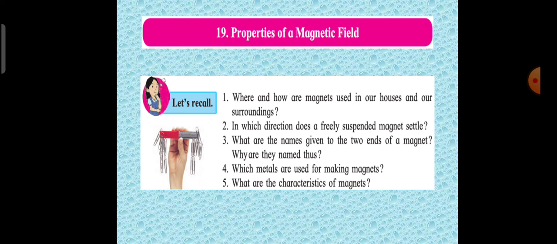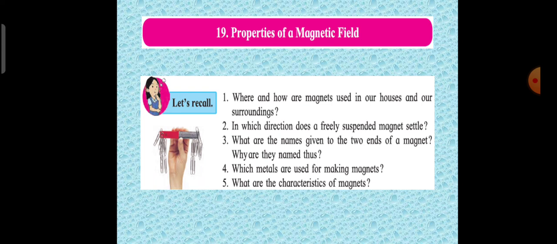In which direction does a freely suspended magnet settle? It settles in the north-south direction. What are the names given to the two ends of a magnet? And why are they named thus? North pole and south pole, because the ends of the magnet always indicate the north and south direction respectively.